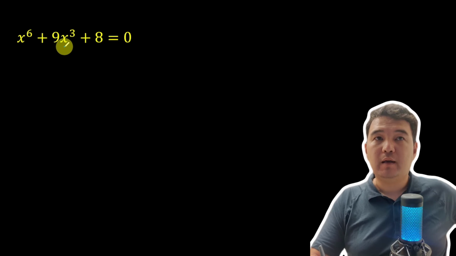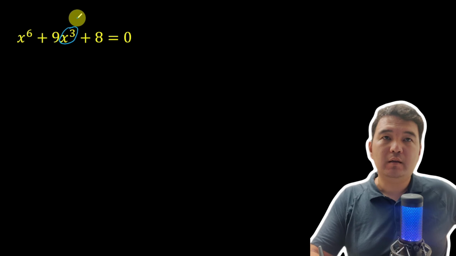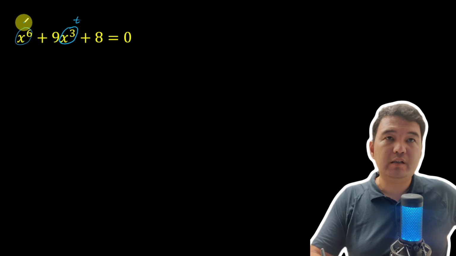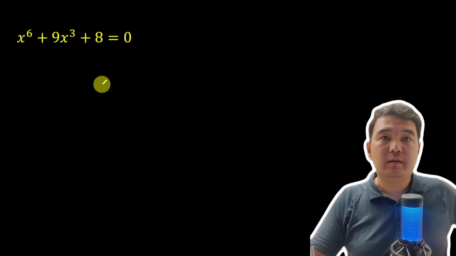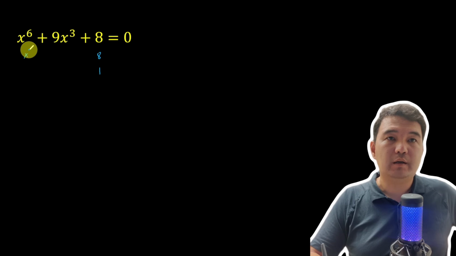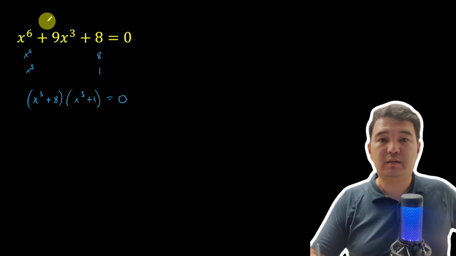So here we have x to the power 6 and x cubed. If you treat x cubed as, for example, t, then the other term would be t squared. So just keep solving as if it was a quadratic equation. I'm going to factorize it as 8 and 1, because 8 times 1 is 8, and 8 plus 1 is 9. So the factorization of this given equation is x cubed plus 8 multiplied by x cubed plus 1.